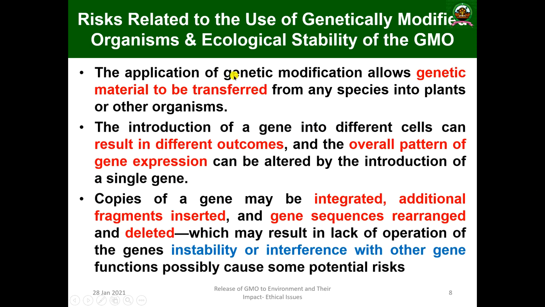So what are the risks associated with this particular gene transfer? The first one is that genetic modification allows genetic material to be transferred from any species into plants or microorganisms. Although this is a benefit, this process can transfer genetic material from one particular species or genus to any type of organism. So the introduction of a gene into a different cell can result in a different outcome, and the overall pattern of gene expression can be altered by the introduction of a single gene. The newly introduced gene can create a different outcome, and due to the expression of the new gene, the new host can suffer a lot of detrimental impact also.